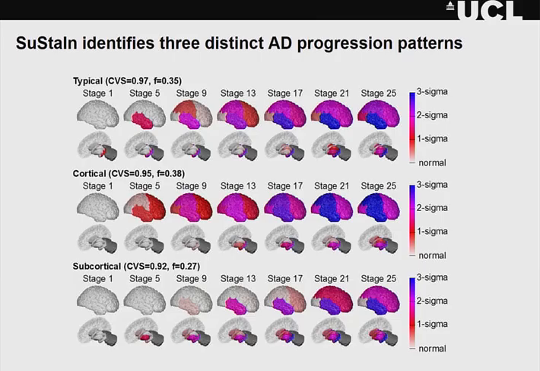We've termed these different subtypes a more typical subtype, a cortical subtype that tends to have more cortical involvement earlier in the stages, and a subcortical subtype with involvement of subcortical regions at earlier stages. What we can see is that these reflect what we've seen in neuropathological studies, but we can characterize the full temporal progression.